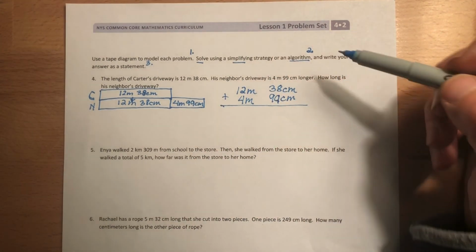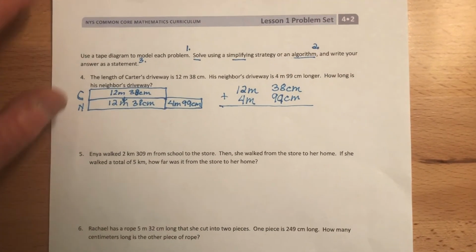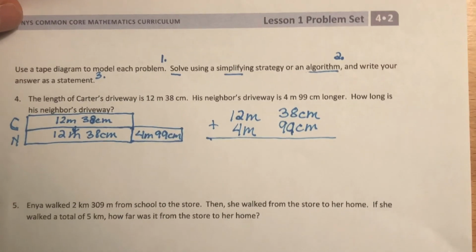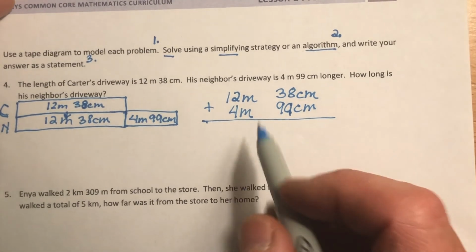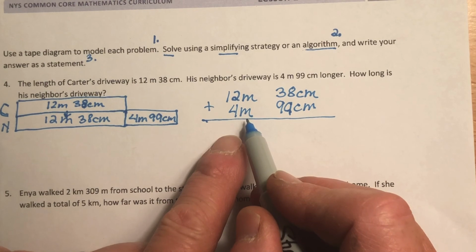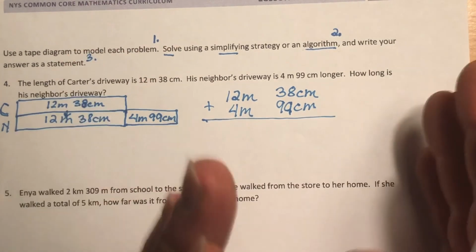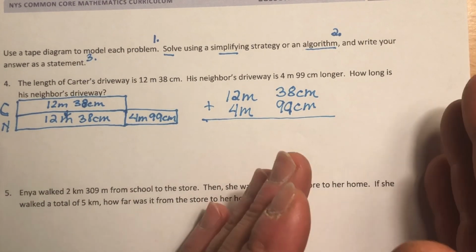Now I want you to notice here, I put together, let me zoom in a little bit. I'm pretty far away here. So let me zoom in on this. I lined up my meters and I lined up my centimeters. I have to do them separately because they're different size units. So I have to do each one of them separately, okay?